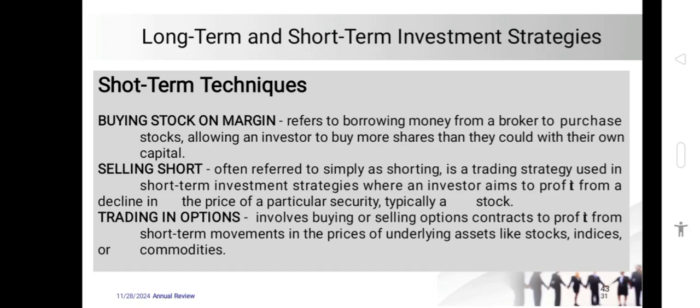Then, short-term techniques. First is buying stock on margin. Buying stock on margin allows an investor to borrow money from a broker to purchase more than they could afford with just their own capital, potentially increasing both gains and losses. Next is selling short. Selling short involves borrowing shares from a broker and selling them with the expectation that the stock price will fall, allowing the investor to repurchase the shares at a lower price and profit from the difference.